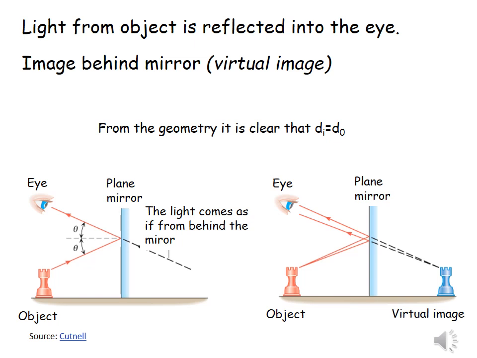These pictures describe the image formation from a plane mirror. The image formation of a mirror is based on the reflection, so the law of reflection must be obeyed here.